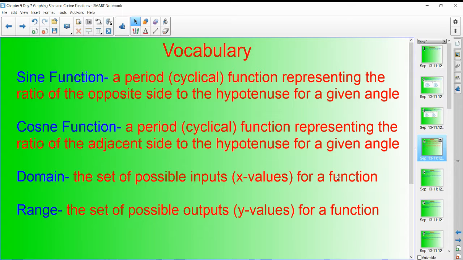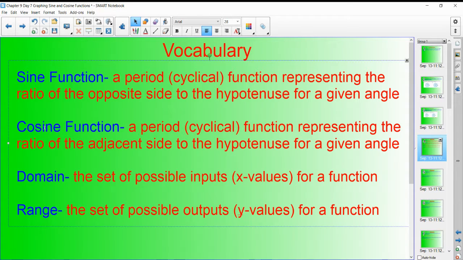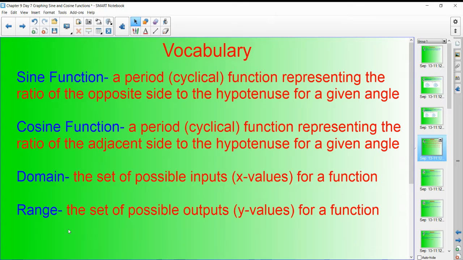So the sine and cosine functions are cyclical functions. They're periodic functions that represent what's happening to the sine of an angle as we spin around the full circle. And cosine, which I have spelled wrong here, same idea. Cosine is what's happening to the x-coordinate as we spin around the circle.